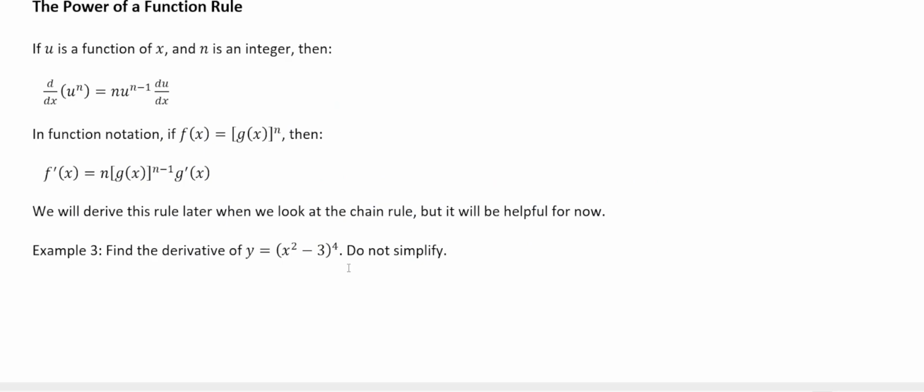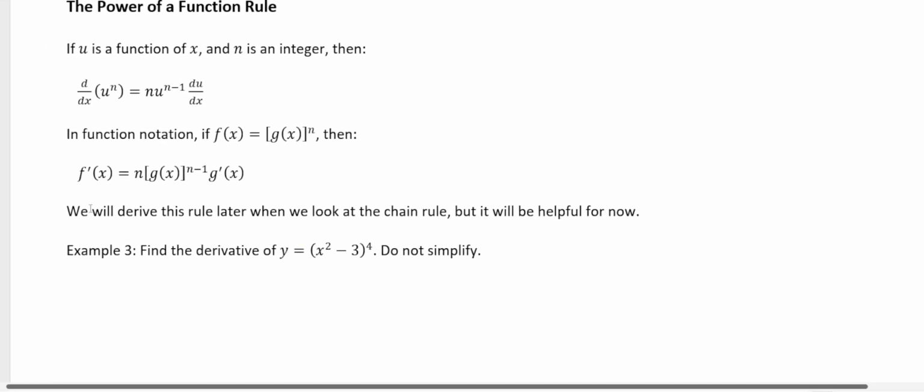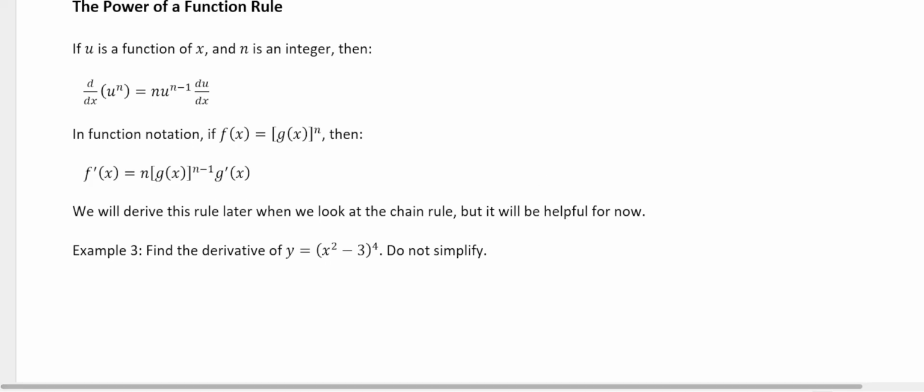Okay, the power of a function rule is a bit of a tricky one because, I'll highlight, we're going to derive this rule later on. So we're actually not going to look at why this rule is the way it is. We need to know the chain rule first, right? But we'll give you what the power of the function rule is. And it goes as follows.